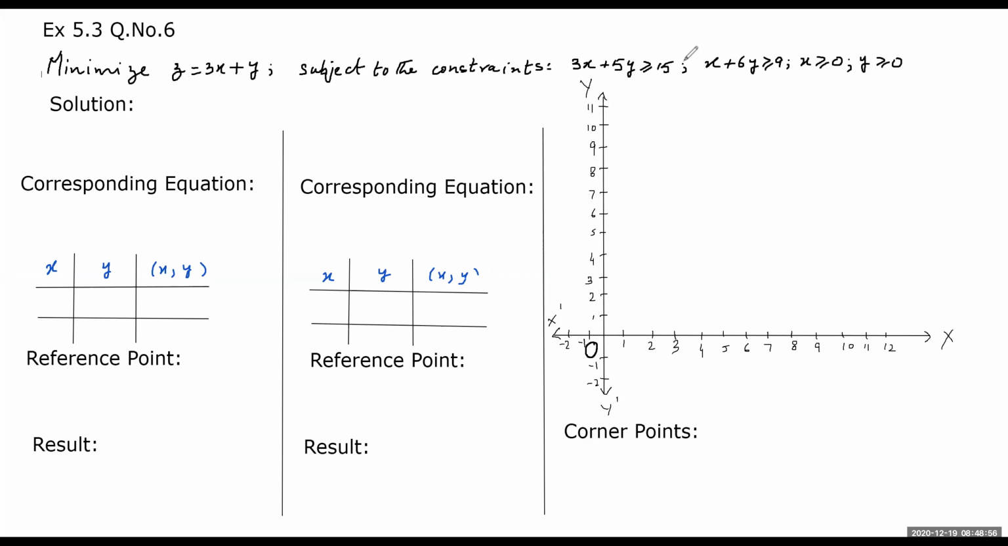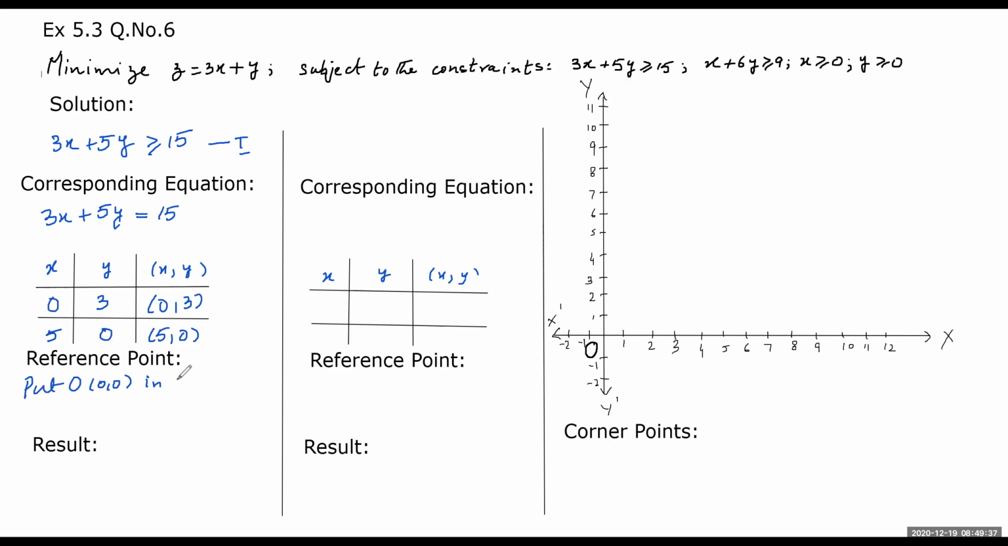We start the solution with the first inequality, which is 3x plus 5y is greater than or equal to 15. We name it number 1. Its corresponding equation becomes 3x plus 5y equals 15. Put x equals 0, you get 5y equals 15, that is y equals 3, so the y-intercept is (0, 3). Put y equals 0, you get 3x equals 15, so x becomes 5, hence the x-intercept is (5, 0). For a reference point, put the origin (0, 0) in 1.